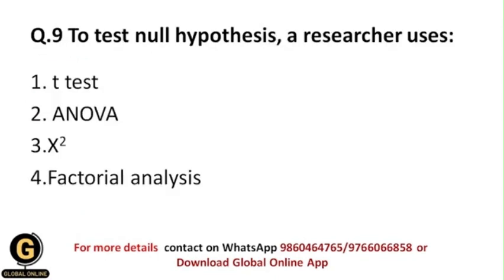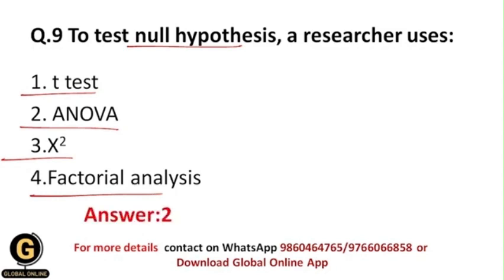To test a null hypothesis, a researcher uses. So whenever I want to test a null hypothesis, what type of statistical technique should I use? Whether it is t-test, ANOVA, chi-square or factorial analysis. So in this situation, a researcher uses ANOVA. So let me tell you why.